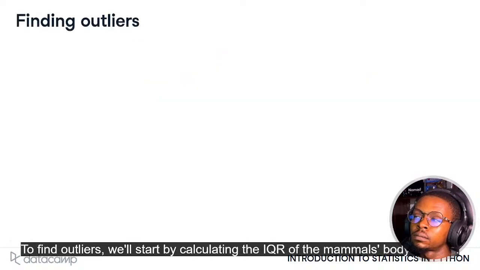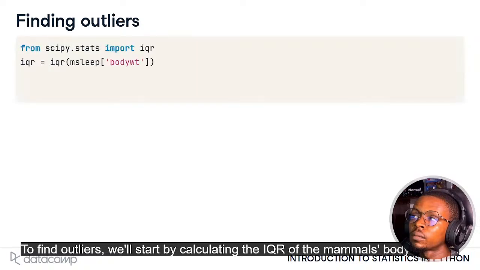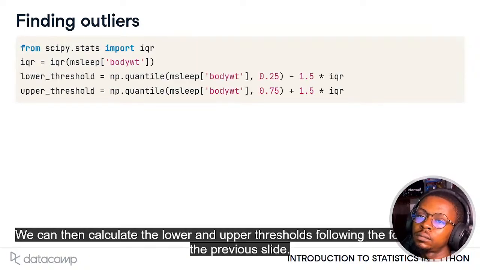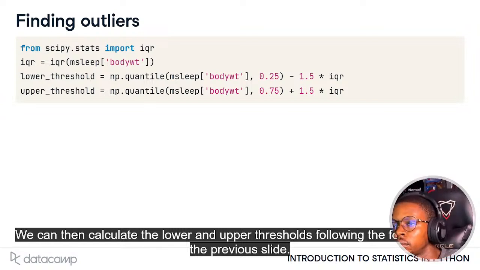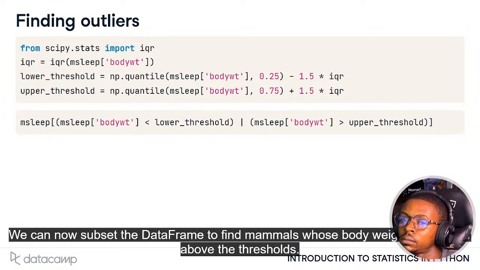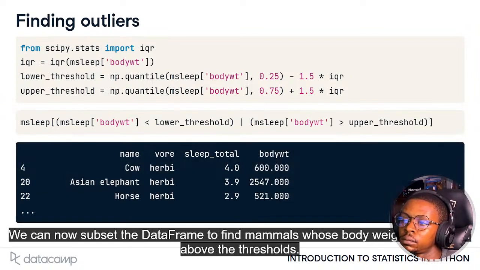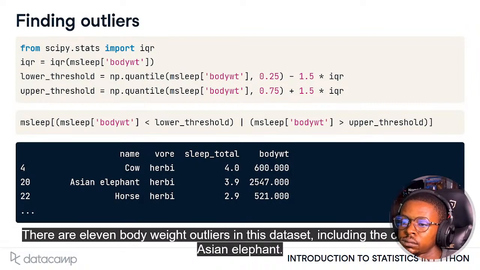To find outliers, we start by calculating the IQR of the mammals' body weights. We can then calculate the lower and upper thresholds following the formulas from the previous slide. We can now subset the data frame to find mammals whose body weight is below or above the thresholds. There are 11 body weight outliers in this dataset, including the cow and the Asian elephant.